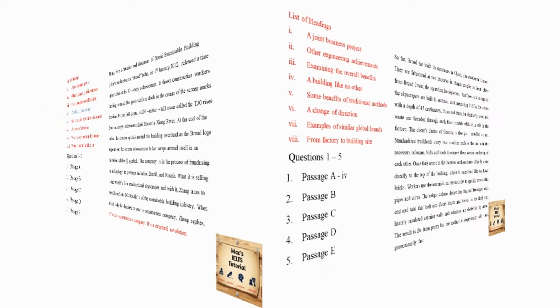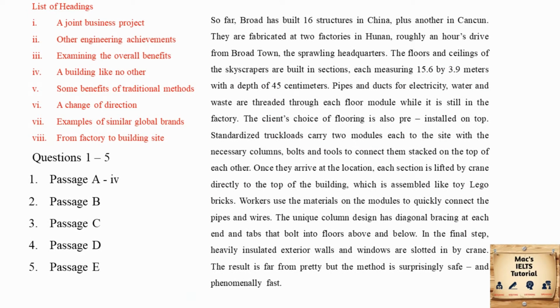So far, Broad has built 16 structures in China, plus another in Cancun. They are fabricated at two factories in Hunan, roughly an hour's drive from the Broad town, the sprawling headquarters. The floors and the ceilings of the skyscrapers are built in sections, each measuring 15.6 by 3.9 meters with a depth of 45 centimeters. Pipes and ducts for electricity, water, and waste are threaded through each floor module while it is still in the factory. The client's choice of flooring is also pre-installed on top.